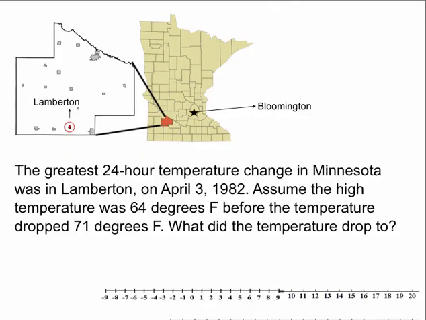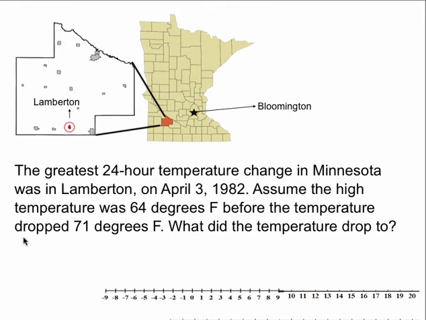All right, I have one final one for you today. Some Minnesota history. The greatest 24-hour temperature change in Minnesota was in Lamberton in Redwood County on April 3rd, 1982. Assume the high temperature that day was 64 degrees Fahrenheit before the temperature dropped 71 degrees Fahrenheit. What did the temperature drop to?